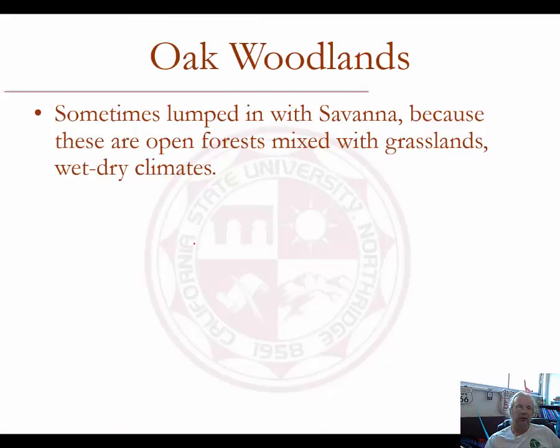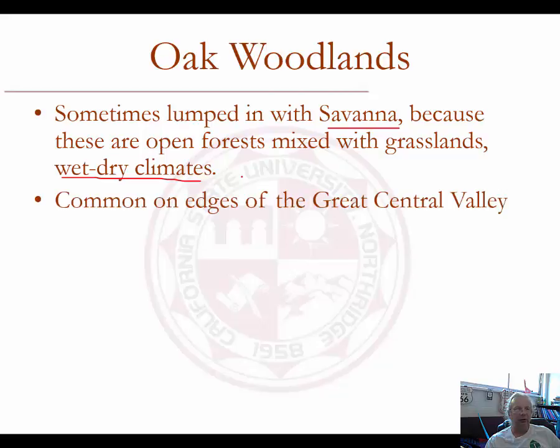The oak woodlands that we do have in California sometimes appear to be very similar to the savannas of the African grassland areas. And they have similar climatic conditions, that is, wet and dry. In Africa, you get the rains that come for a longer period, but we also have that here in California, where we have a wintertime rainy season that is reasonably short.